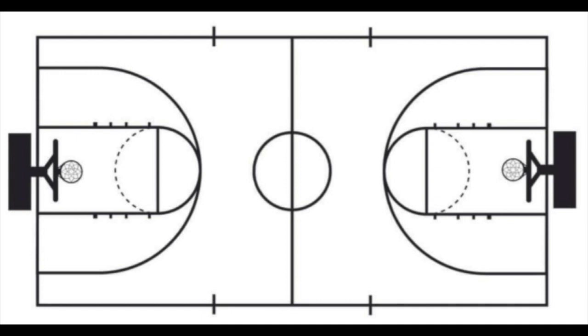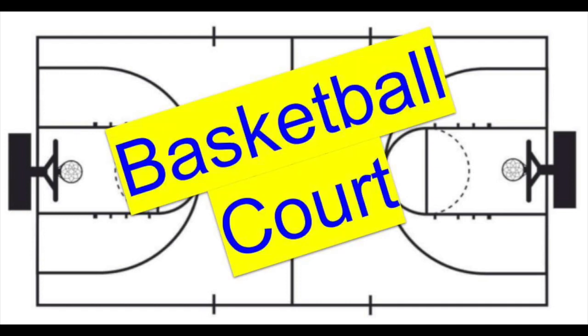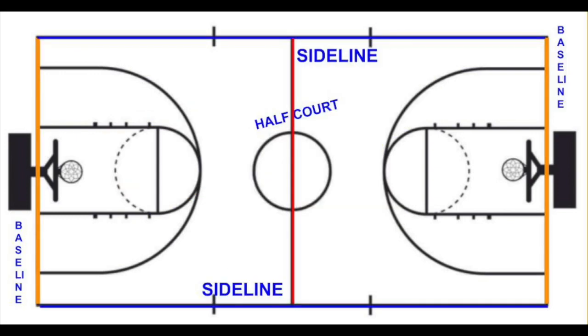This is the aerial view of a basketball court. First, let's talk about some boundaries. At the top and the bottom of the screen, you'll see blue lines. They're called sidelines. And to the left and the right, you'll see orange lines called baselines.